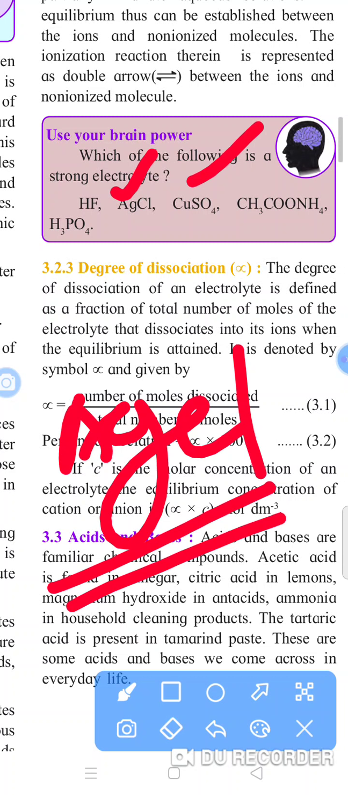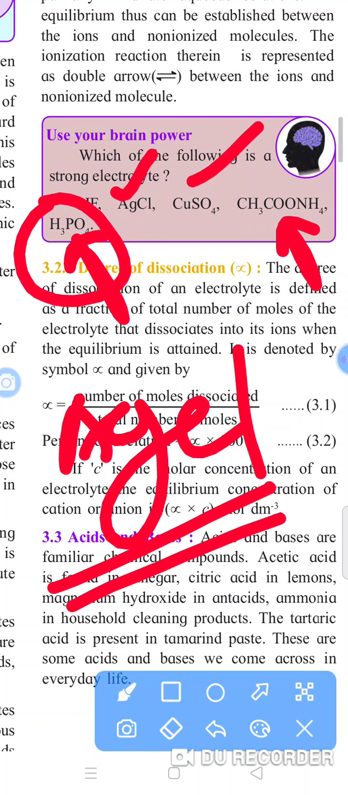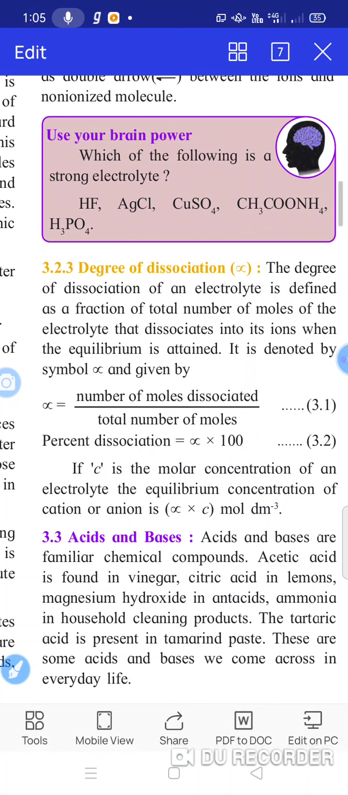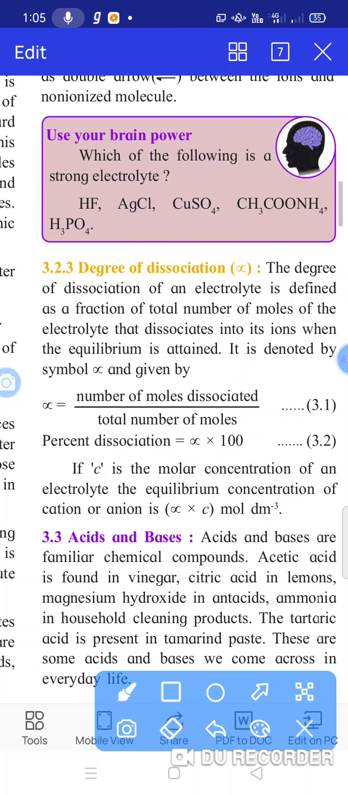CuSO4 is also a strong electrolyte. CH3COONH4 is also a strong electrolyte. And last, H3PO4 is a weak electrolyte. Only this one is a weak electrolyte. In this chart, H3PO4 is the weak electrolyte. Others are strong electrolytes. Okay.